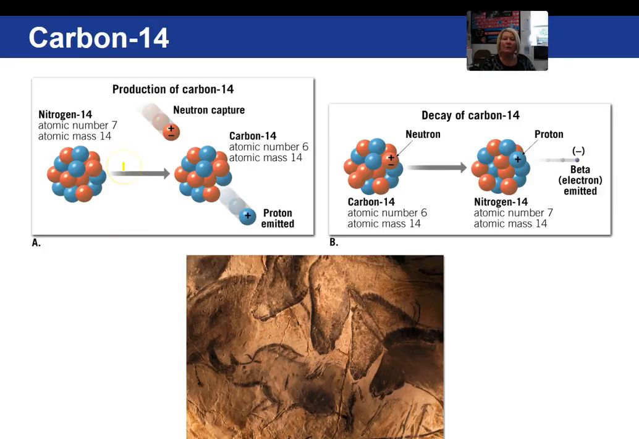Here's an image. Nitrogen is the main gas in our atmosphere, as shown here. And cosmic bombardment will release neutrons, which may then go and hit a nitrogen-14 atom and cause a proton to be emitted. That is the process of producing the carbon-14.